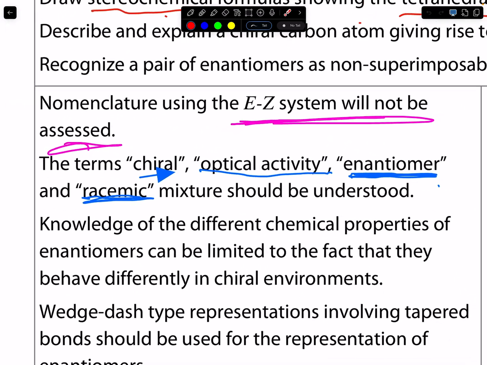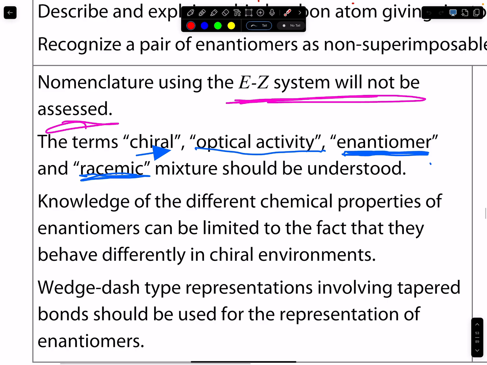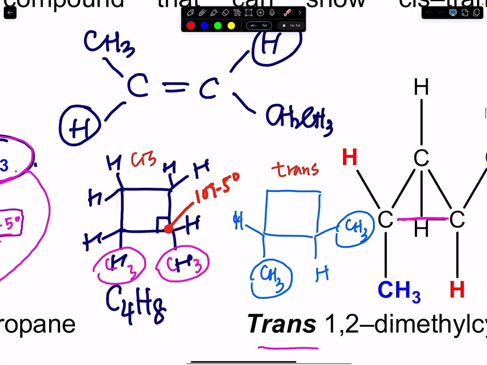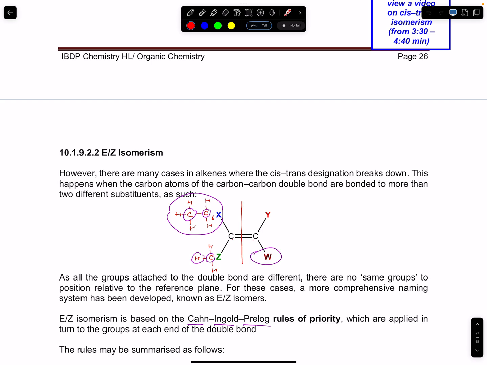Now, I just want to highlight that the nomenclature, meaning naming using the EZ system, will not be assessed. When they say naming will not be assessed, it means they will not ask you to name molecules with the E and Z inside. But that doesn't mean it stops them from testing you on which one is E and which one is Z. So I'm going to go to the looser definition of cis-trans isomerism, on the next page, which is called EZ isomerism. Are you all following?